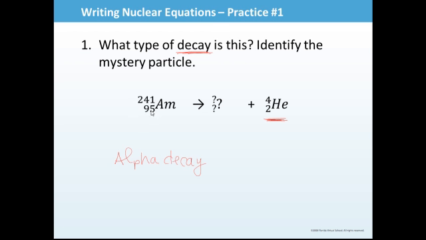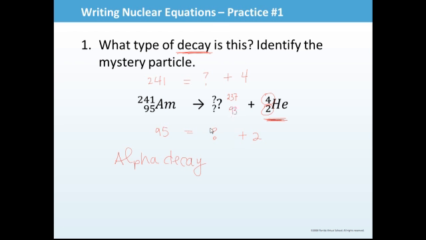We can start with the top number or the bottom number, it does not matter. I'm going to start with the top number. I know I have 241 on the left side, and that must equal the total on top on the right side. My alpha particle has a mass of 4, therefore my mystery particle must have a mass of 237, because 237 plus 4 equals 241. Now on the bottom, americium has an atomic number of 95, so that must equal the total of my mystery particle plus 2. So my bottom one must be 93.